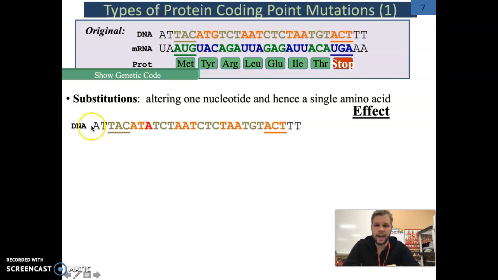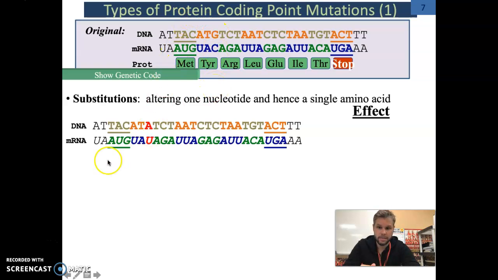So here's our DNA, right, and what I'm showing you here is instead of having TACATG, like we read up here, we're just going to replace an A. That red letter A is going to be a mutation, right? And it's just going to be a single substitution, one A instead of the G up here. Now let's see what happens.